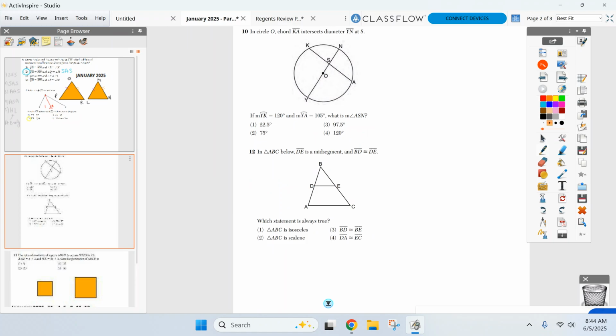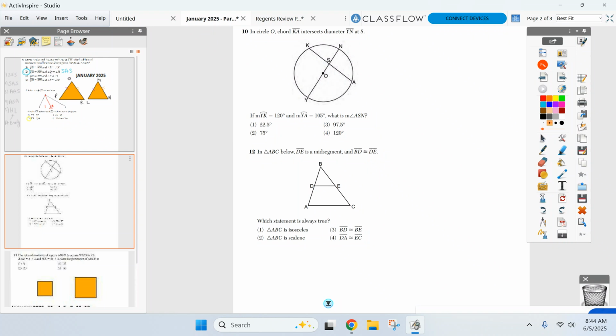Here we go, 10. This is my one critique of the Regents exam: they are not consistent about what circle fact they're going to test you on. All right, they are not consistent, and there's a lot out there. So we'll go over as many as we can before Wednesday.